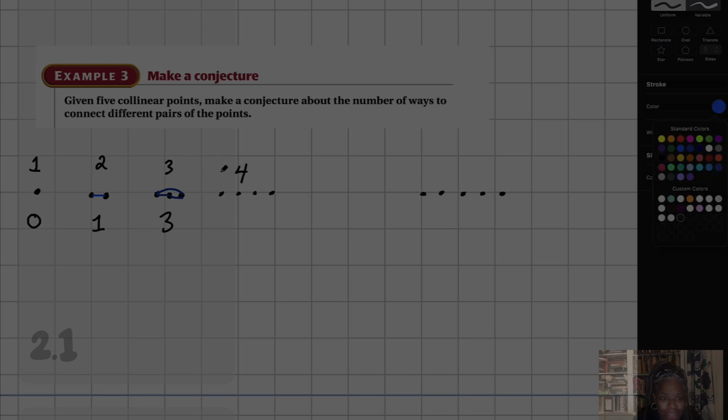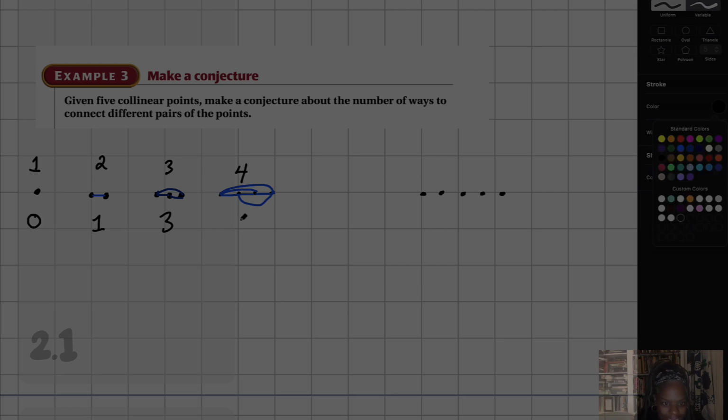And again, we're looking for some kind of pattern. So we've got 1 connection, 2, 3. This guy can connect with this one, 4. This guy can connect with this one, 5. Okay, but then this guy can connect with this one, 6. Uh-oh. Let's see, do I have all the connections there? So it looks like 6 connections.